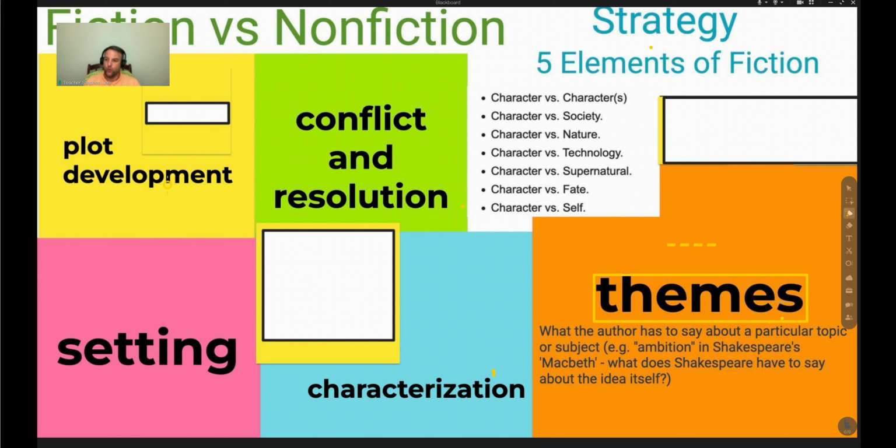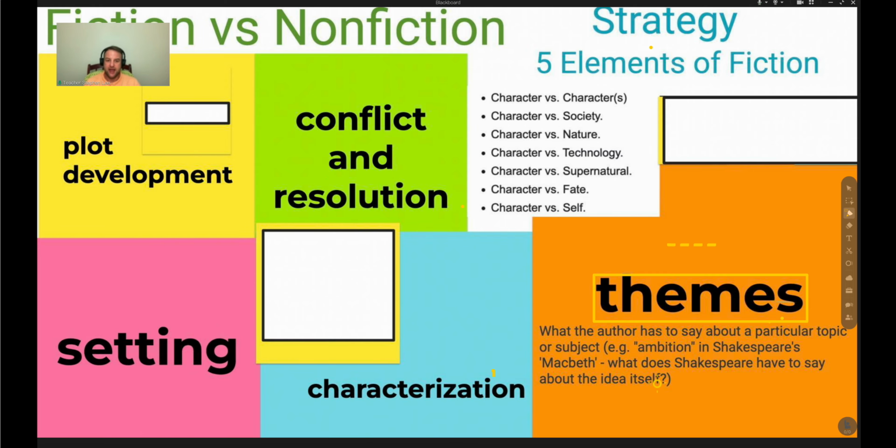Plot development is what happens in the story. Setting is where the characters find themselves. Characterization is any information that we can find out about a character. Conflicts are the problems that arise. For example, it can be a character versus a character or a character versus society, and there are seven of these. And then the resolution is how those problems are resolved. How did the characters grow throughout the plot? That really is how we come to understand what themes are when we have a great grasp of these individual elements.